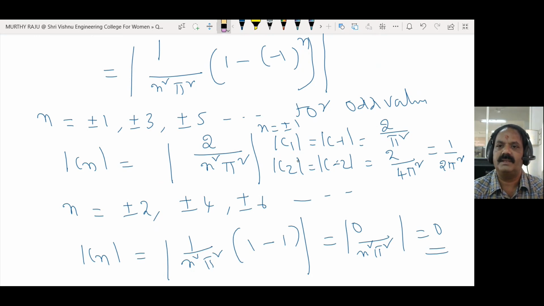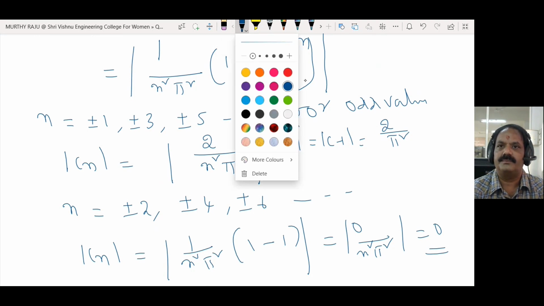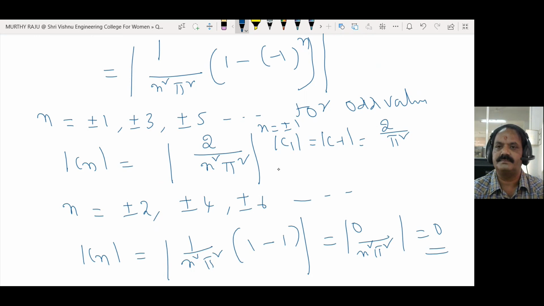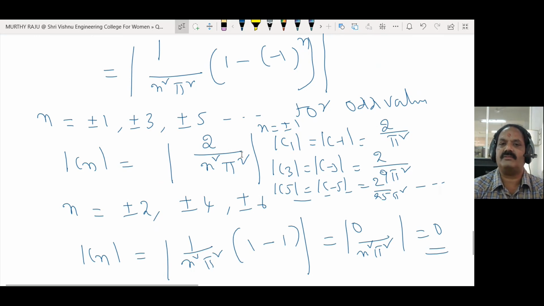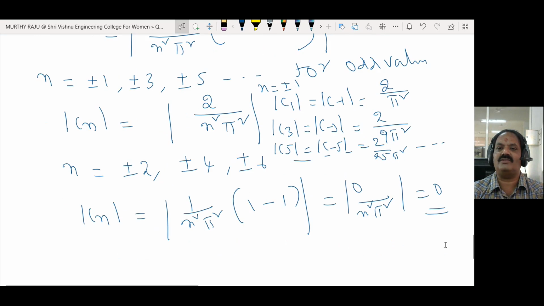Not 2 here. Odd values. C3, C minus 3, that is 2 by 9 pi square. C5, C minus 5 is equal to 2 by 25 pi square. n is equal to plus or minus 1. For odd values, the value is 2 by n square pi square. For even values, the value is 0.